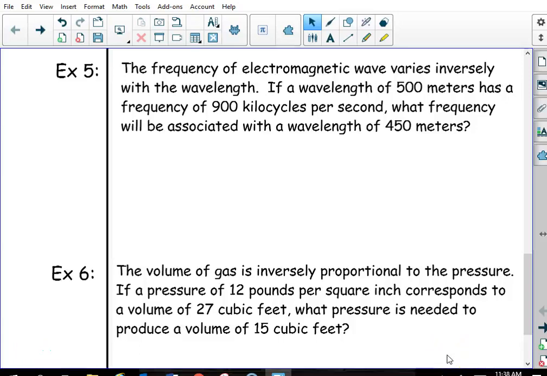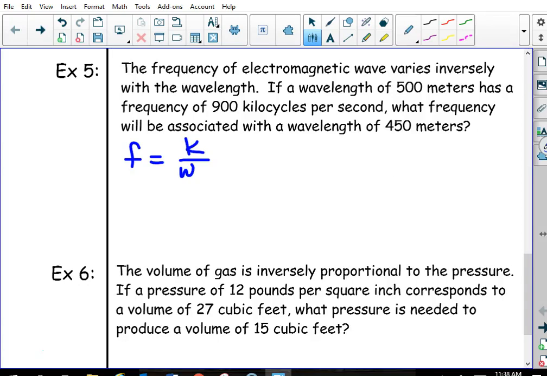These are just applications of either direct or inverse variation. So we're going to pay attention to the variable names. Example 5 says the frequency of an electromagnetic wave varies inversely with the wavelength. So that means we can write an inverse variation. I'm specifically using F and W so that I can keep track of my numbers.